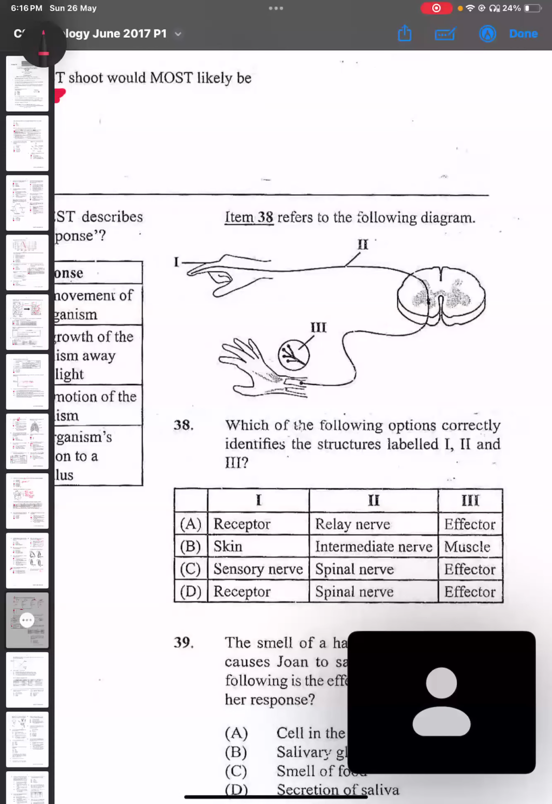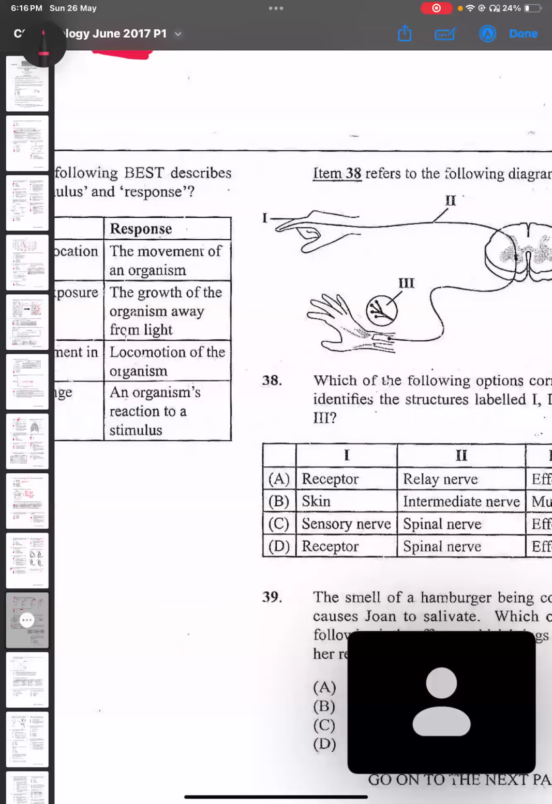Swan says D. For 38, I saw the other one. All right, we're getting D. A. I saw C.